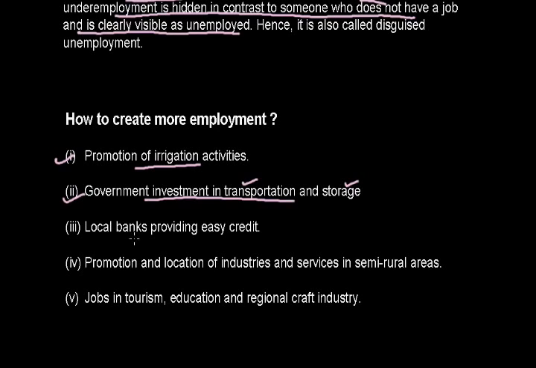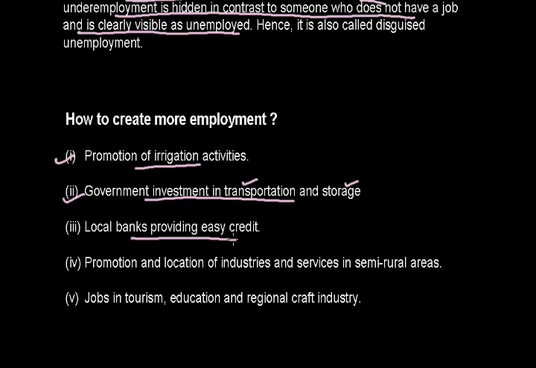The third one: local banks providing easy credit. Going for agriculture, the very first requirement is credit. You have to buy seeds, you have to buy implements, you have to buy fertilizer, you have to buy insecticides, pesticides and various types of things. And for all these things you need capital or credit, money.